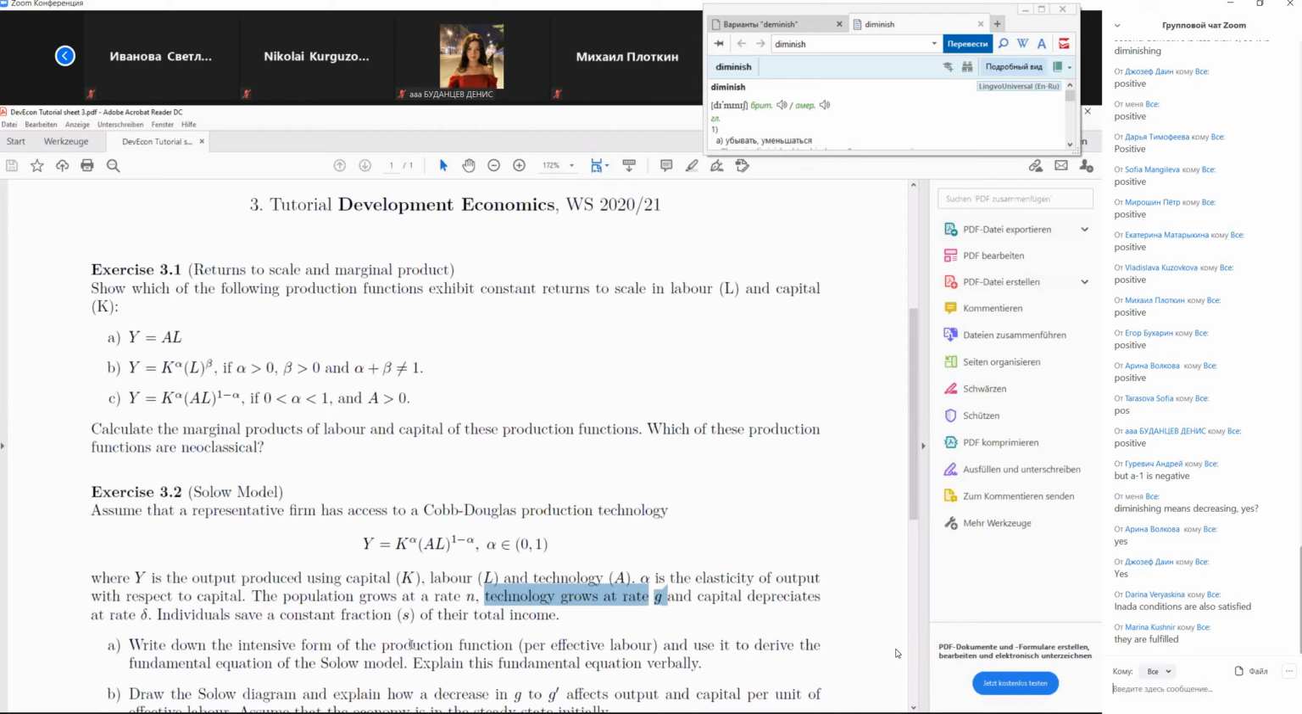This type of technology is called labor augmented, because first of all it aims to make labor more efficient. Of course, capital benefits from it too. However, the main effect is targeted on labor. That's why they have, for example, the same elasticity of output.